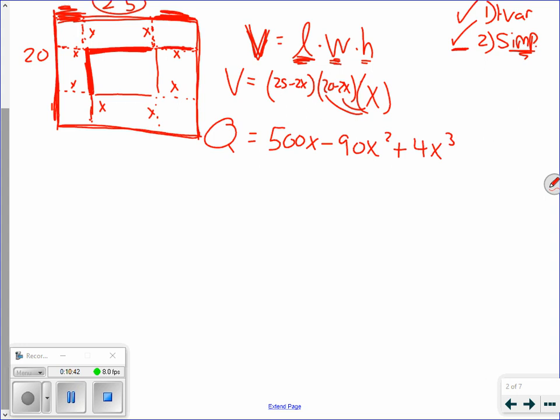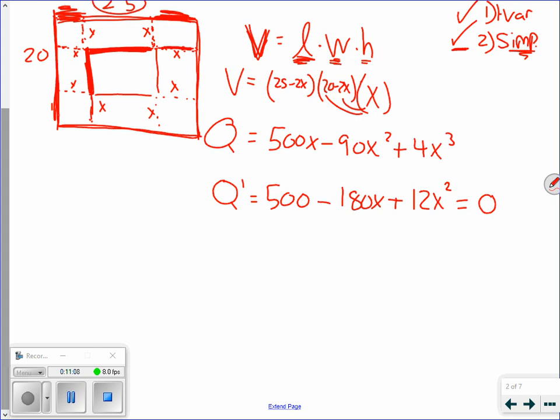So what we're going to do is take this derivative. That's all we have to do, is take the derivative. We get 500 minus 180x plus 12x squared. And if I'm trying to identify maxes and mins, or in this case maxes, you need to set it equal to 0 and identify the critical points. Okay.